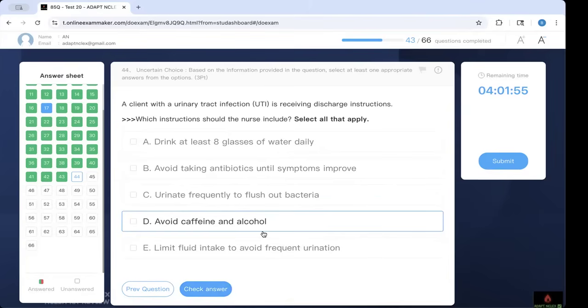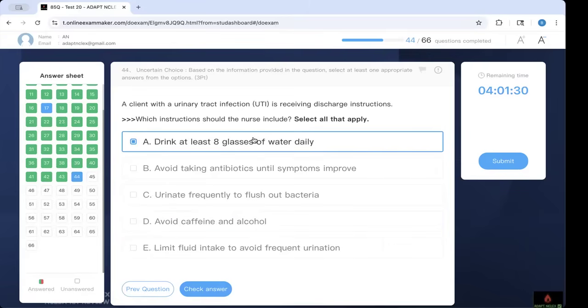A client with a UTI is receiving discharge instructions. Which instruction should the nurse include? Select all that apply. Drink at least 8 glasses of water. Avoid taking antibiotics until symptoms improve. Urinate frequently to flush out the bacteria. Avoid caffeine and alcohol. Limit fluid intake to avoid frequent urination. What do you think? A lot of water.